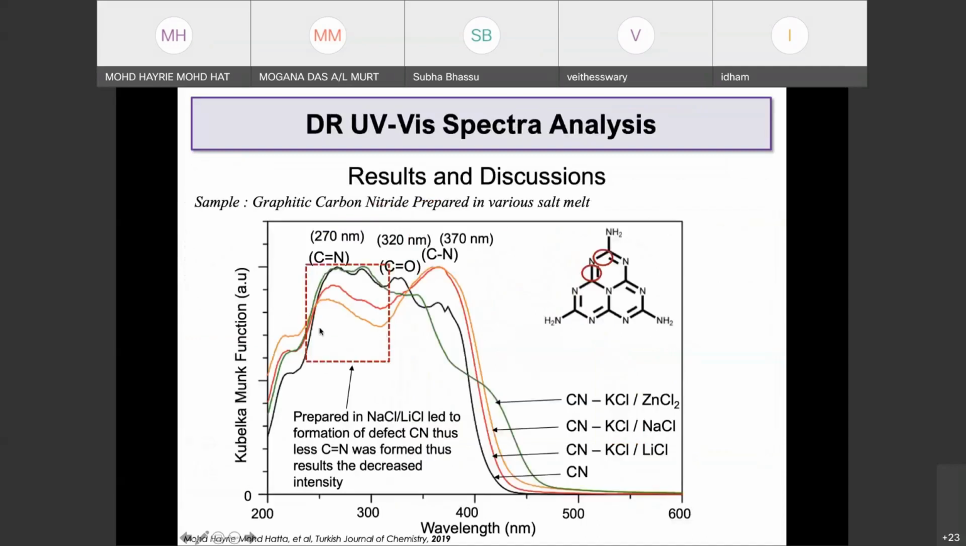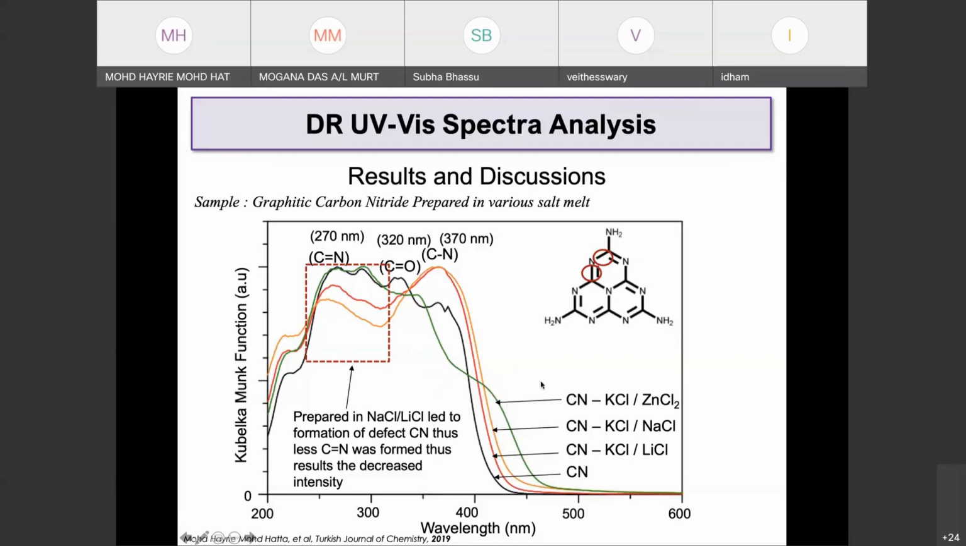Okay, now we move to results and discussion. This is a sample of graphitic carbon nitride prepared in various salt melts. The salt melts are potassium chloride with zinc chloride, potassium chloride with sodium chloride, and potassium chloride with lithium chloride. This is unmodified CN. So you can have a discussion like, for example, this one has less intensity, which can be due to the formation of defects. When defects form, there is less bonding of C=N, for example.